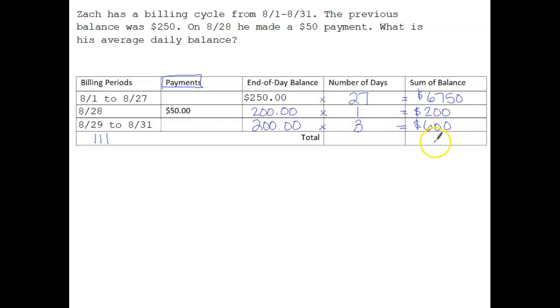And then to find the average, what we're going to do is add up all the number of days here. So 27, 28, 29, 30, 31. And then we're going to add all the balances together. So 6,950, so 7,450 if I did my math right. Let me check that really quick. Plus 800 equals 7,550. Good thing I checked.